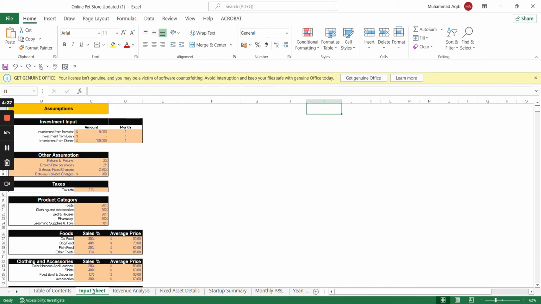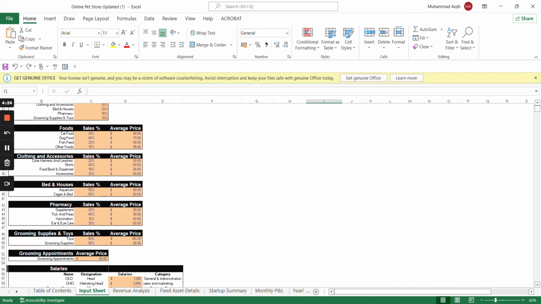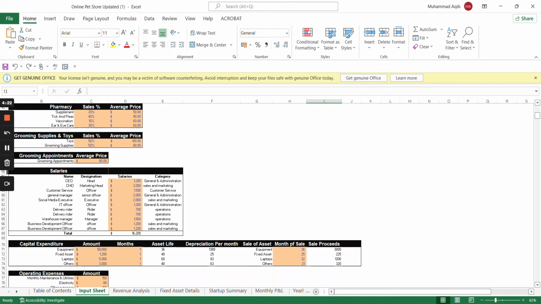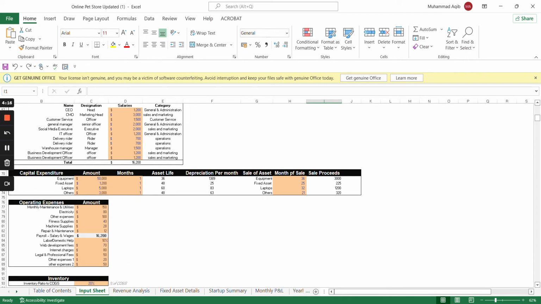Moving on to the input sheet, it includes the assumptions made, for instance, investment made from the investor as well as loans taken. Moreover, this also contains the products, their segmentation with their respective prices. This also includes the salaries paid to various employees of the business. Moreover, this also contains the capital expenditure as well as operating expenses incurred by the company.